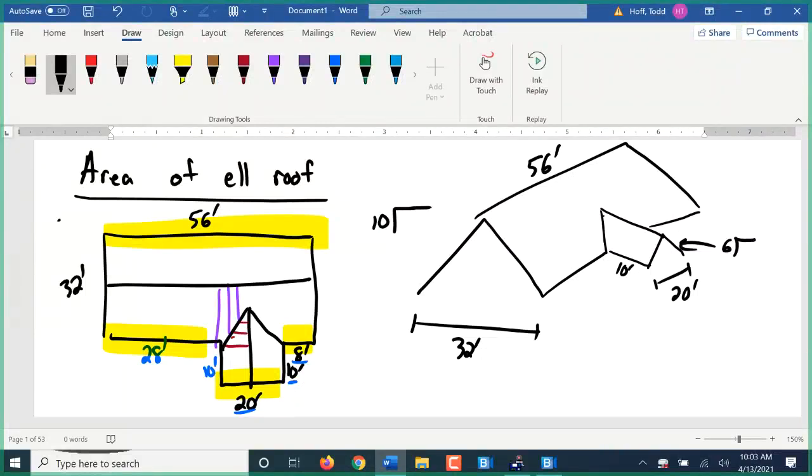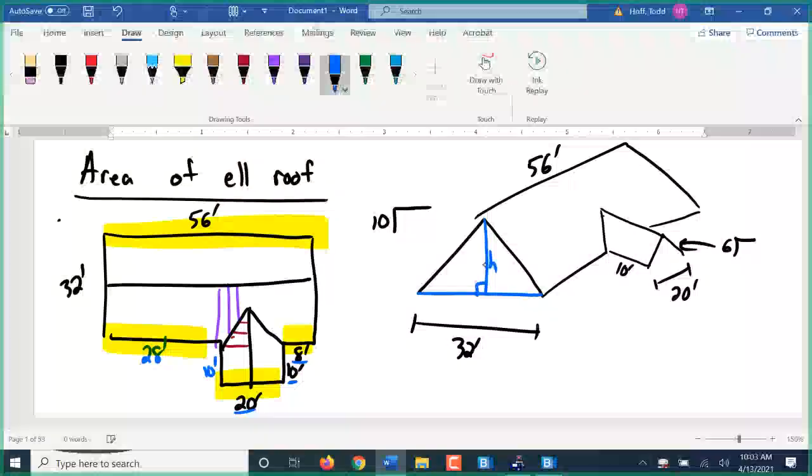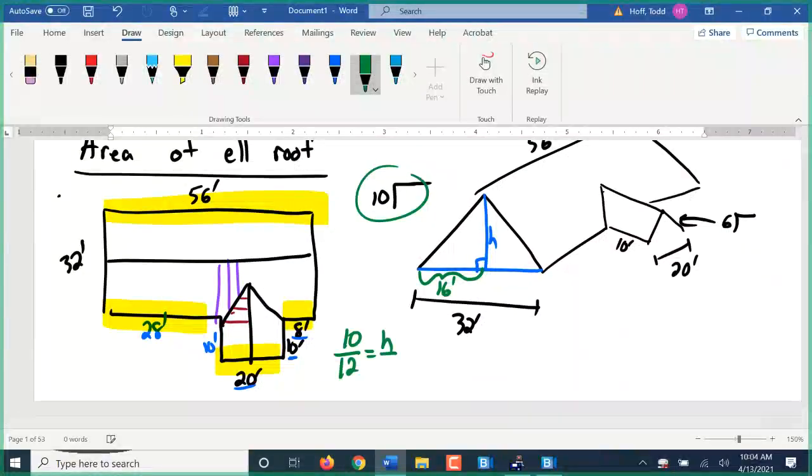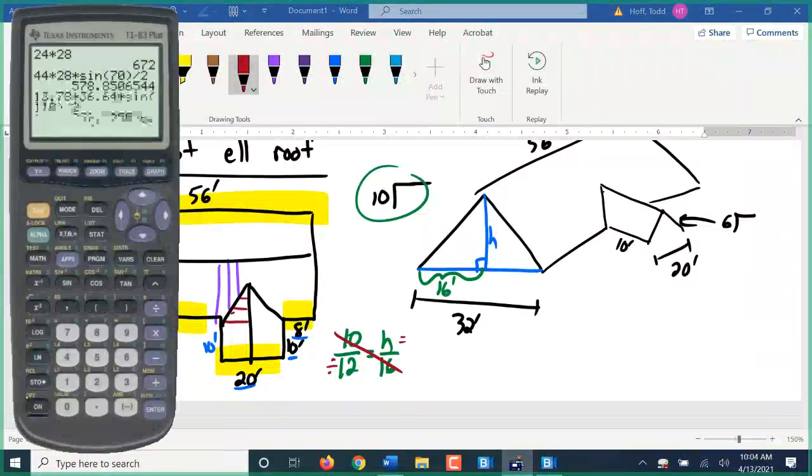Well, let's start off with the main roof and the main truss. I'm going to look at this right here. I need to find its height. Well, I need its run. This run is going to be 16 feet. So that height is going to come off of my slope of 10-12 equals h over 16. We'll cross multiply and divide to find h. 10 times 16 divided by 12 gives us h is 13.33.